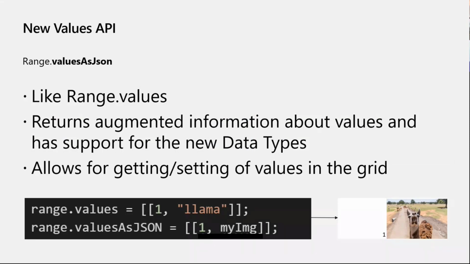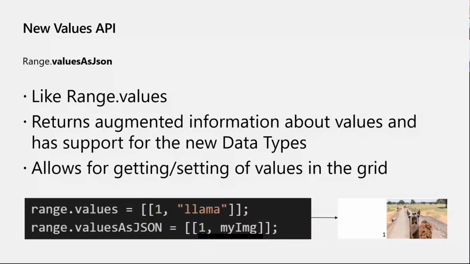So just a little bit about the APIs. If you're interested in the stuff I'm talking about today, what you're going to want to do is go research the values as JSON API. This is very much like range.values if you've used it before, except the only difference is that it returns augmented information about the historical values, but it also has support for these new data types.